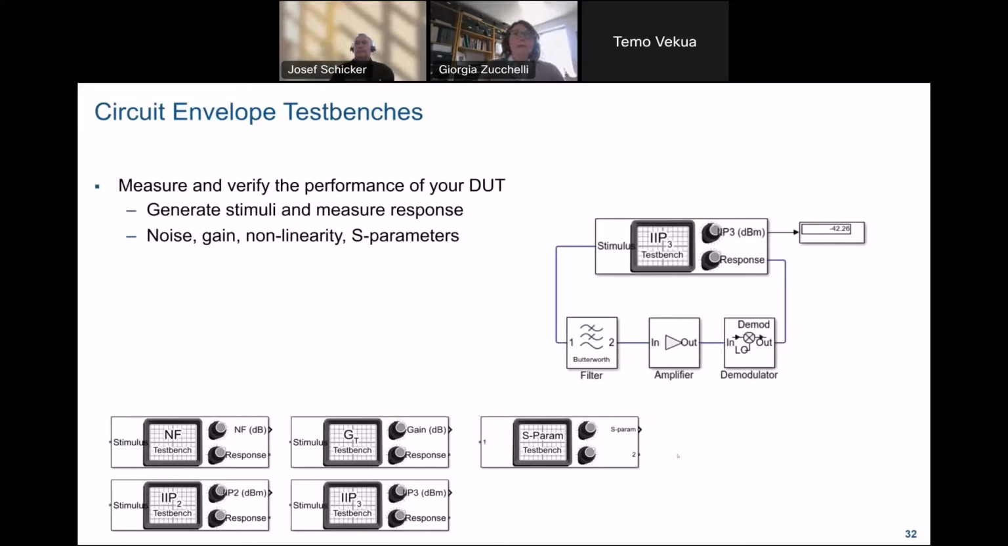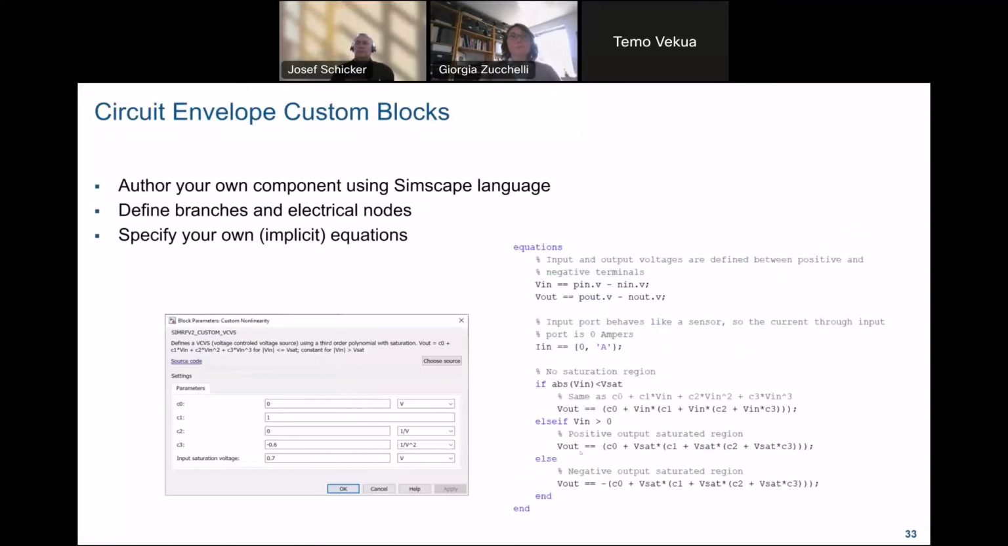A few more blocks. We have test benches, very useful to verify that your chain is behaving like you are expecting. So let's say that I have a chain, I have a system, and I want to measure the noise figure, the IP3, the gain, the S parameters. You have test benches that allow you to apply stimulus and look at the output to verify that your network is what it is, or is modeling what it's supposed to model.